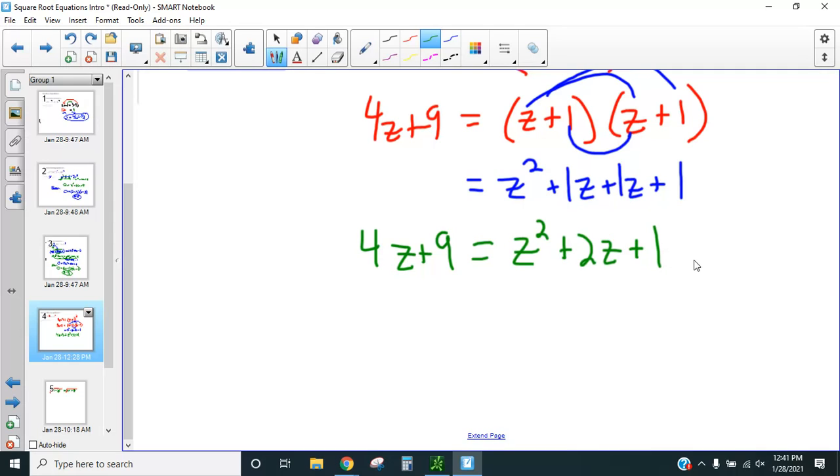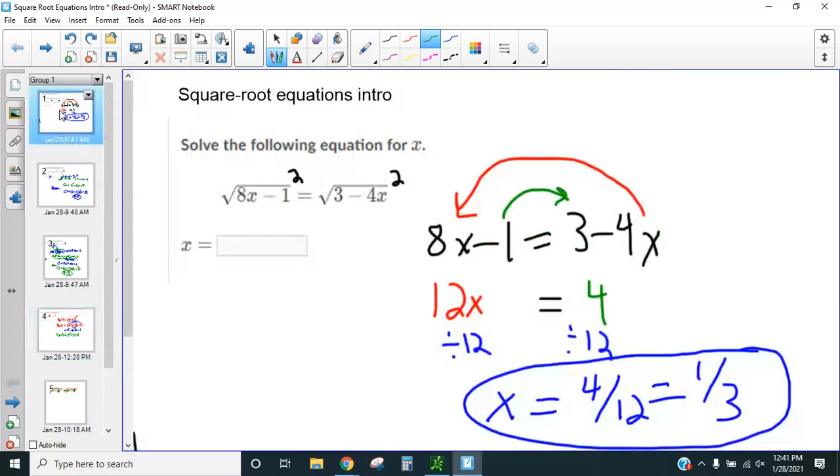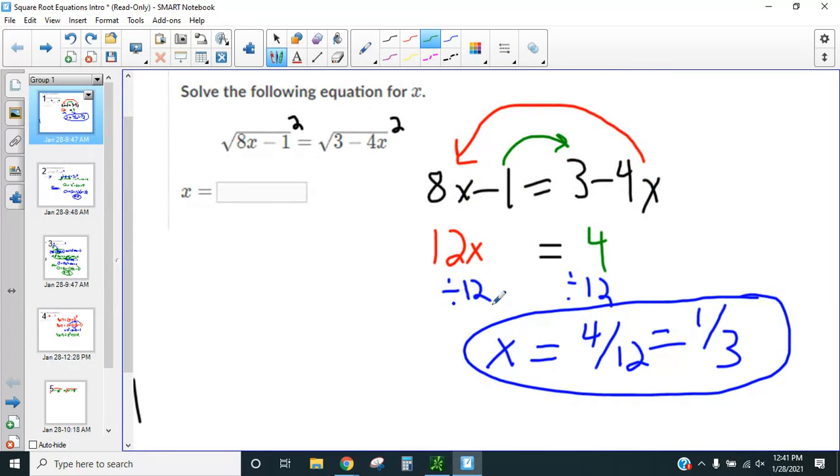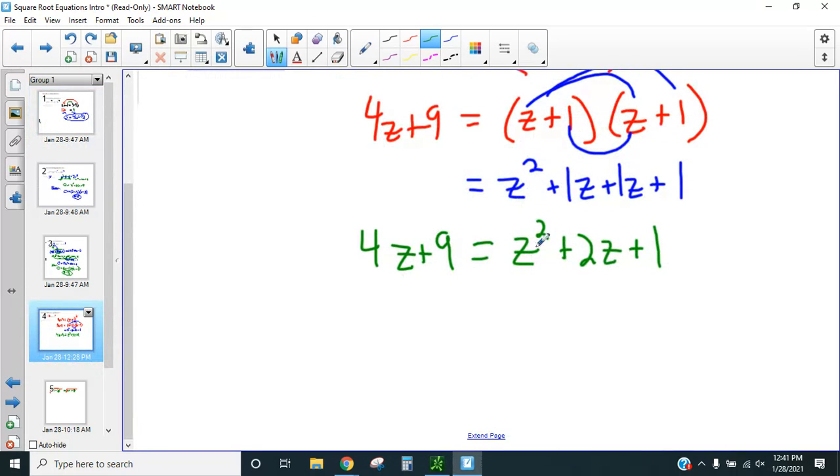Now, the difference between this and the last question was, the last question we did, it didn't have an x squared, right? It just had different x's. But when we have this sort of thing, right, we've got a variable squared and then a variable. That means our mission is going to be to set it equal to 0. We have to move everything to one side.